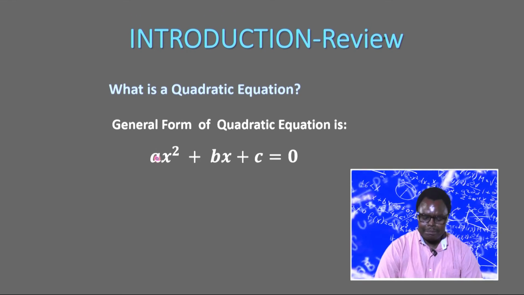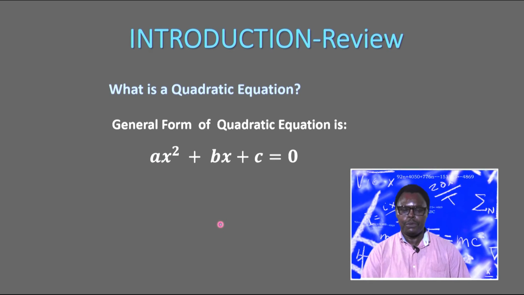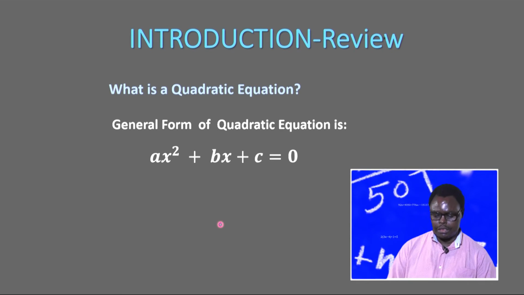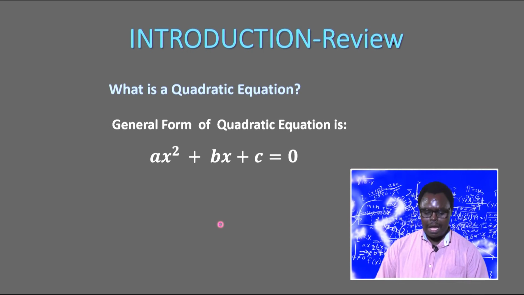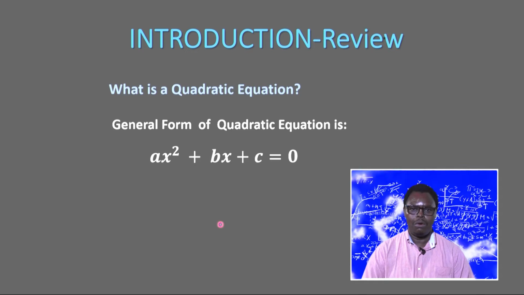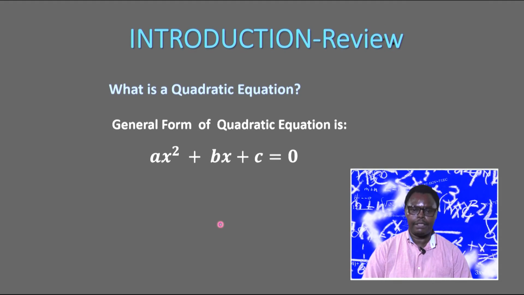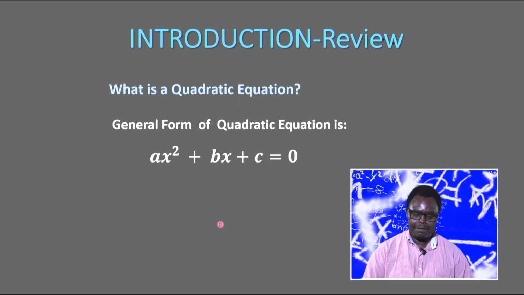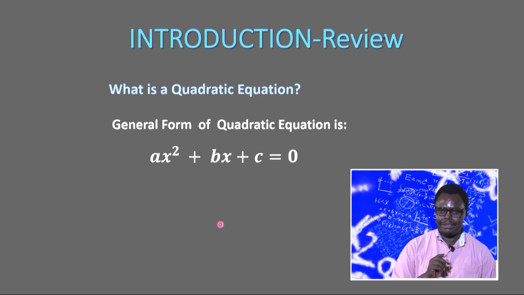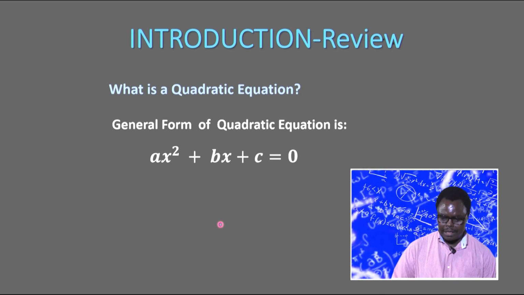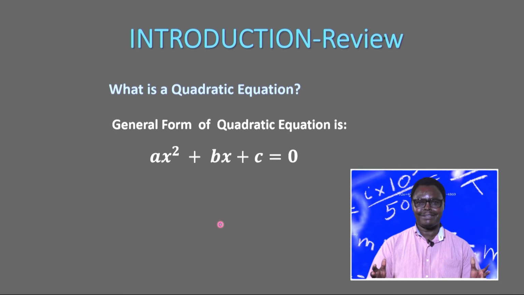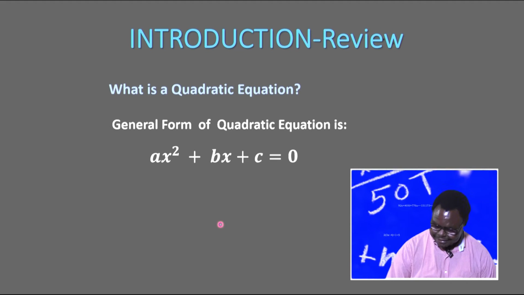It might be difficult to define or explain what it is, but we can use the general quadratic equation to explain it. It's an equation written in this form, ax squared plus bx plus c is equal to 0. Note that it must be equal to 0. And then what are these a, b, c? Can somebody guess?